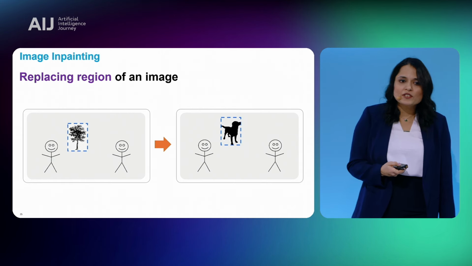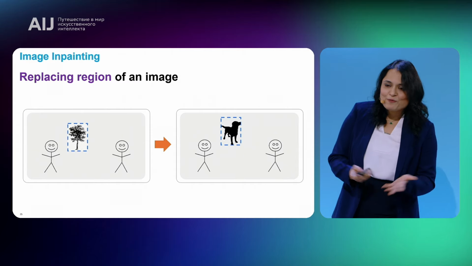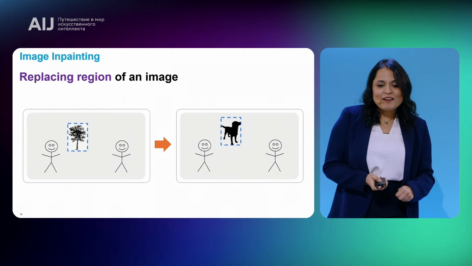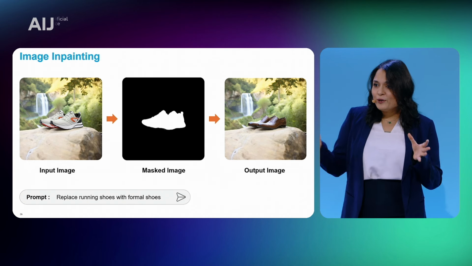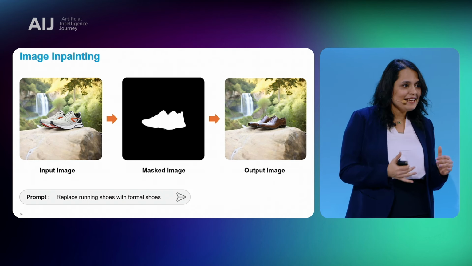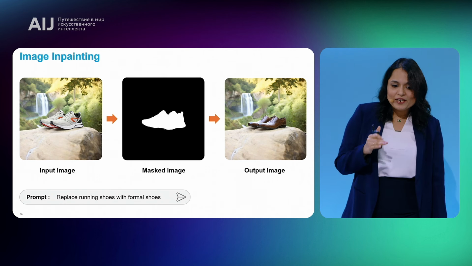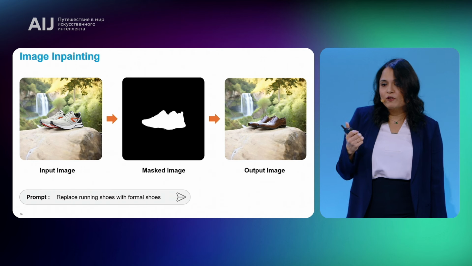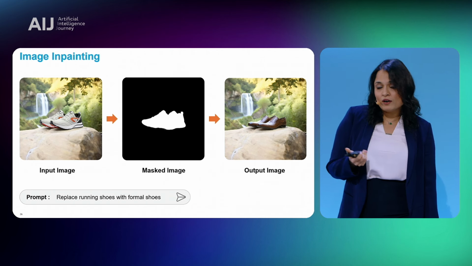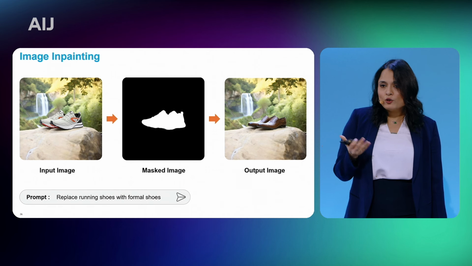There are a lot of applications available on the internet where you can replace maybe your ex with your new boyfriend or girlfriend. If you want to do that, you would be able to do it using that application. But what exactly is happening in the background? Over here you can see an image of shoes, and you are giving an input prompt: replace these running shoes with my formal shoes.